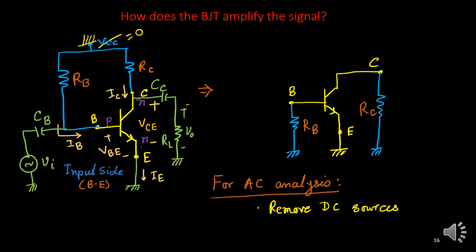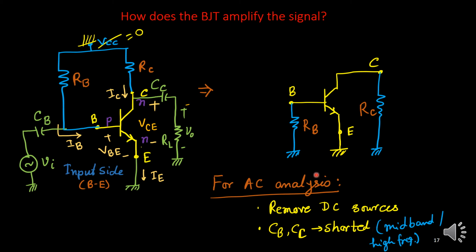But here we will take one simple assumption. CB and CC are coupling capacitors. We are considering that for mid-band operation, medium or higher frequencies, they will contribute very small impedance. For mid-band, whatever impedance they offer, that magnitude is negligibly small. So we can consider them as short circuits, as the impedance is small.